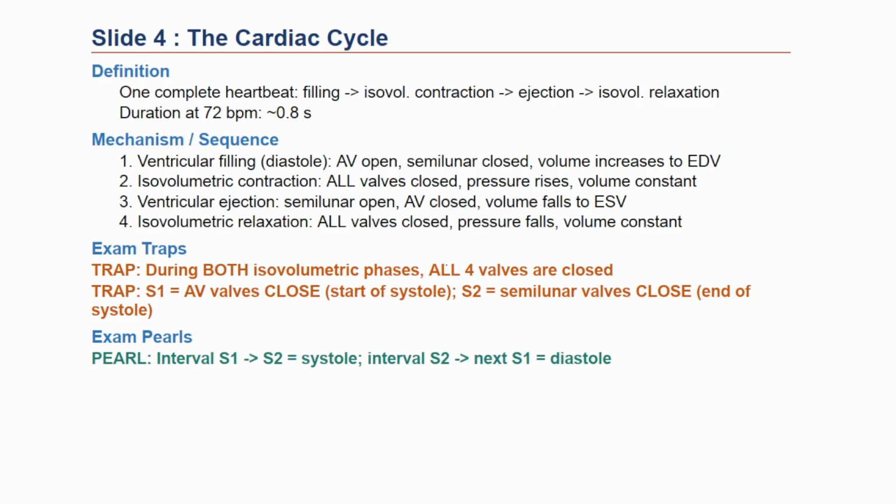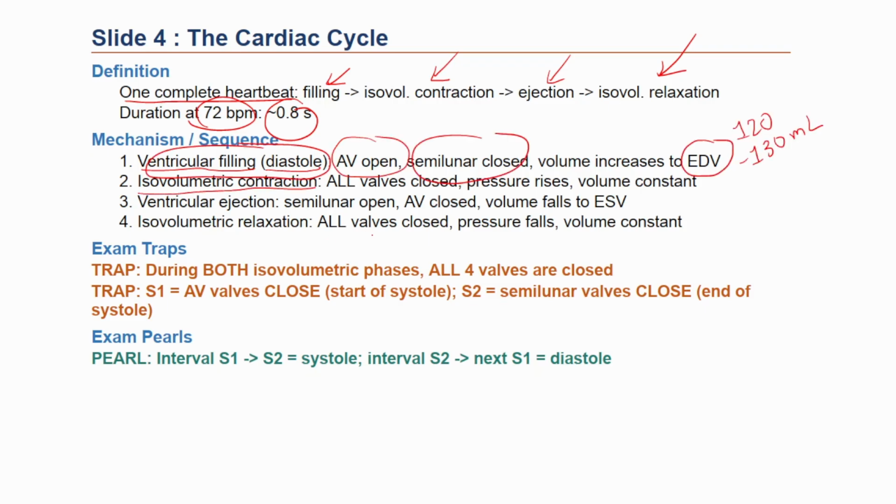To formalize our timeline, one complete heartbeat is defined as a continuous sequence consisting of four distinct mechanical phases: filling, isovolumetric contraction, ejection, and isovolumetric relaxation, lasting approximately 0.8 seconds at a resting heart rate of 72 beats per minute. Looking at the mechanism, the first phase is ventricular filling, that means diastole. People might get curious why we are talking about ventricles. Why atria is not considered in this sequence? And that is because ventricles do the heavy lifting of pumping the blood to the whole body.